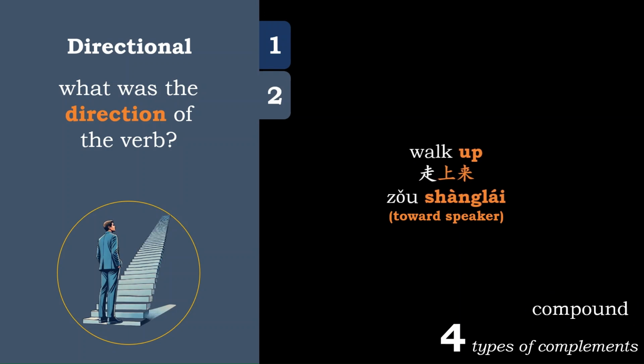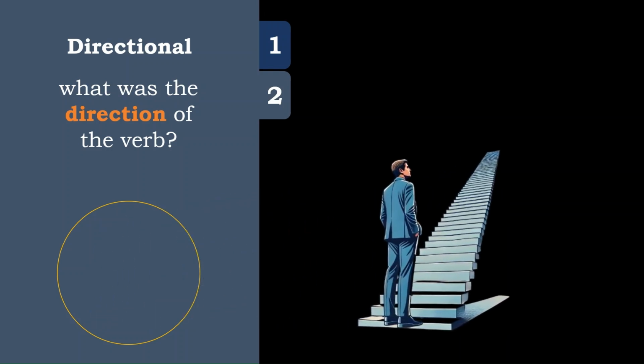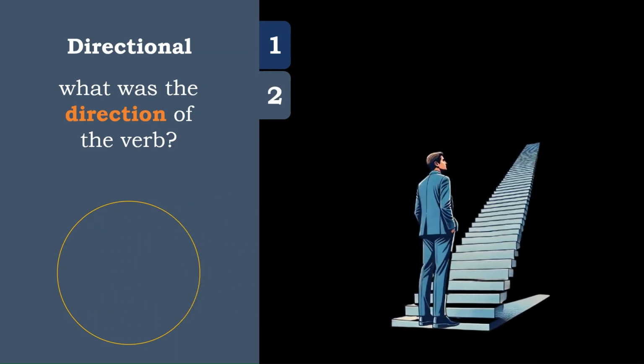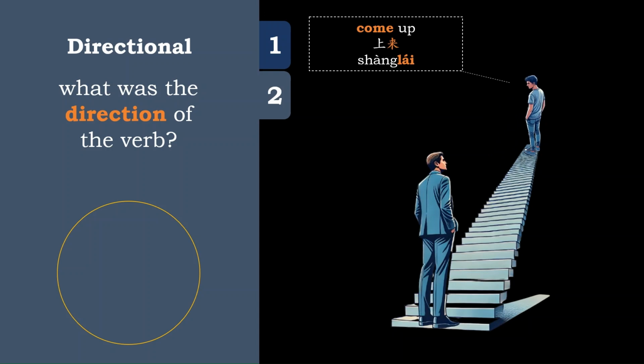So what are we being told here? Walk up, 走, walk, 上, up, 来, toward the speaker, 走上来. So let's illustrate this. Imagine this man has gone to visit his younger brother. The younger brother might say, come up, 上来. Now imagine these two like to joke around with each other. And the older brother says, well, how am I supposed to get all the way up there? And the younger brother says, 走上来, walk up.